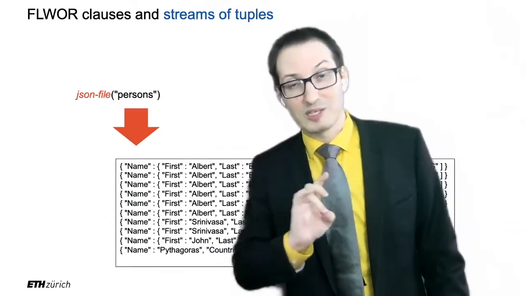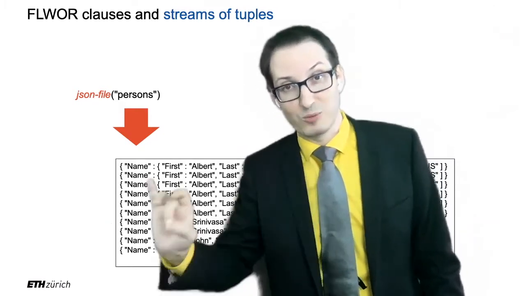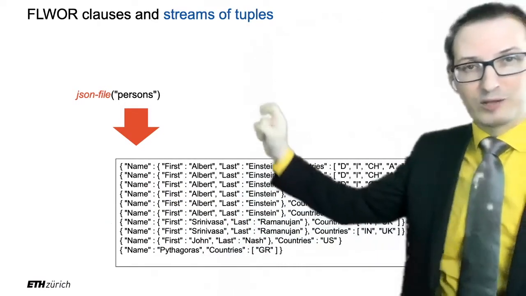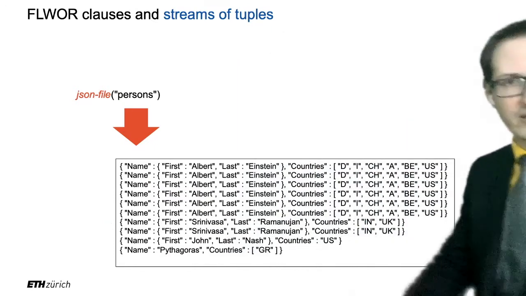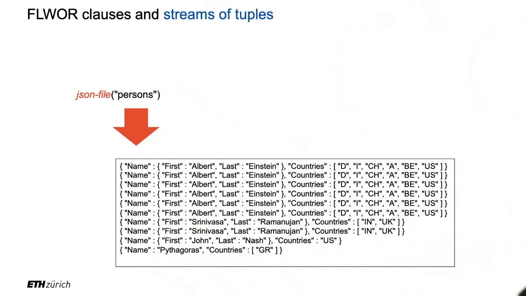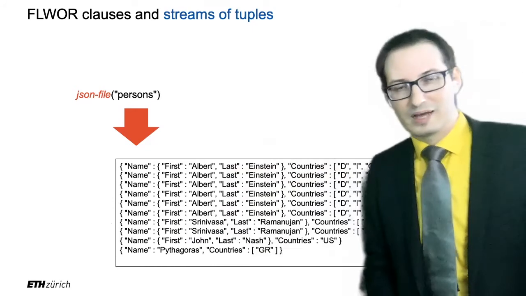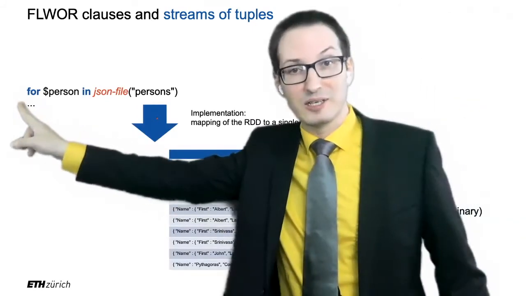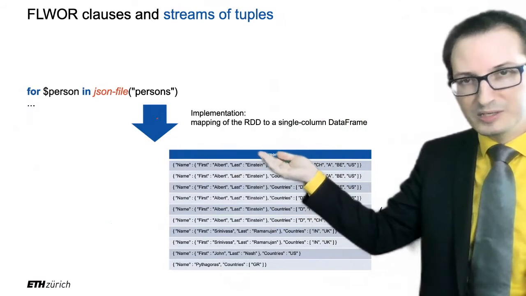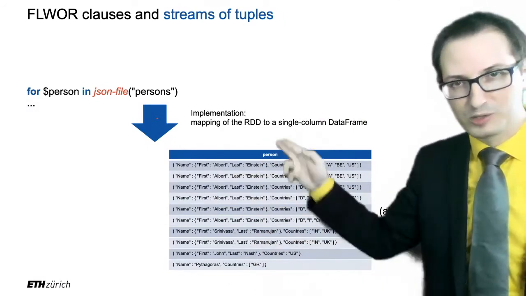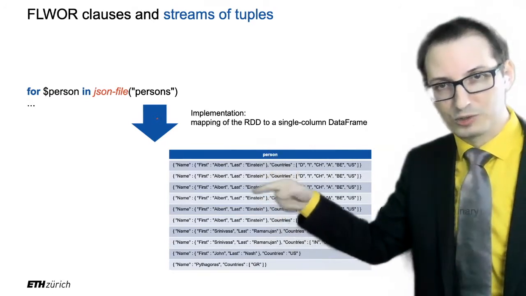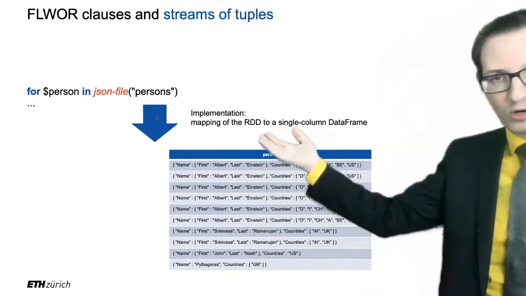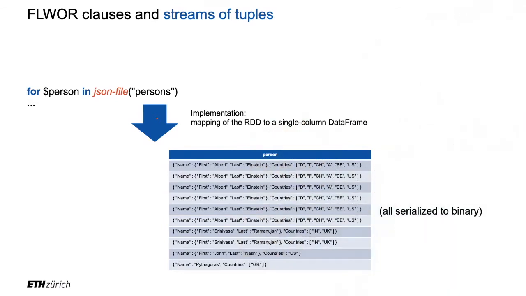How do we map them? Well, here it's interesting because we are able to do that purely in Spark SQL and using data frames. And here's why. You might remember that flower clauses are actually streams of tuples. What that means is that, for example, if I open that file, the JSON file persons, then this is what I get, maybe as an RDD. But then if I start iterating, what I can create is a table with one column, because it's a stream of tuples. It's a tuple stream, where the variable person is associated in turn with items. So conceptually, it's a table with one column. And this can all be done in parallel on data frames.